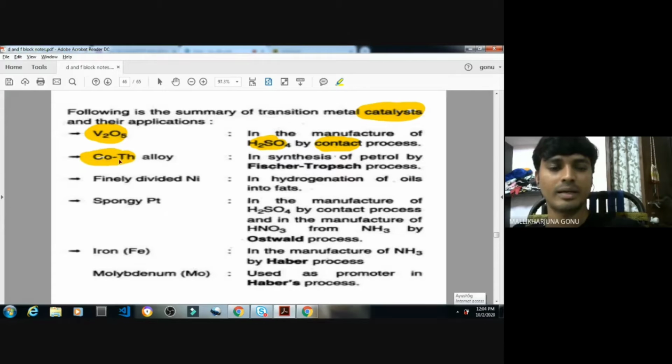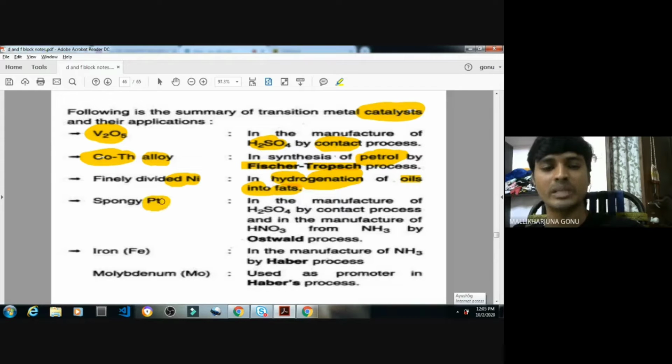Next, cobalt and thorium. This is an alloy, a mixture of atoms, right? It is used in the synthesis of petrol by the Fischer Tropsch process. Don't worry about this one. There, D block elements are used. Now finely divided nickel is used in hydrogenation, when you make alkanes from alkenes, and in reducing oils into fats.